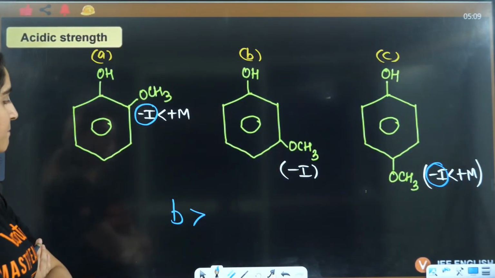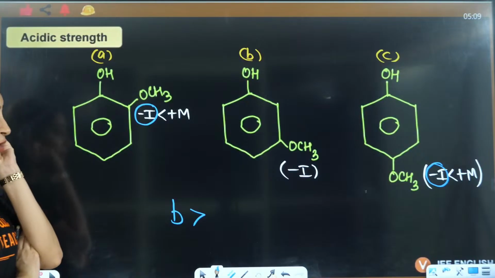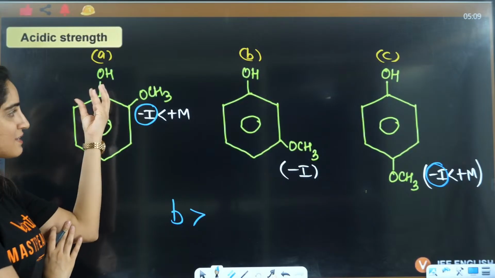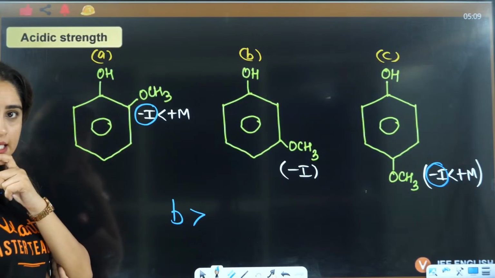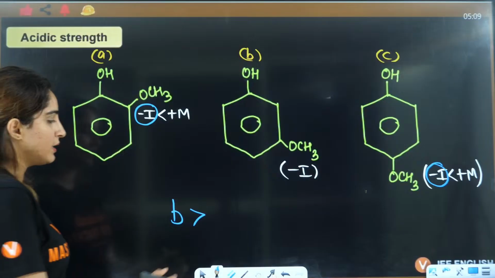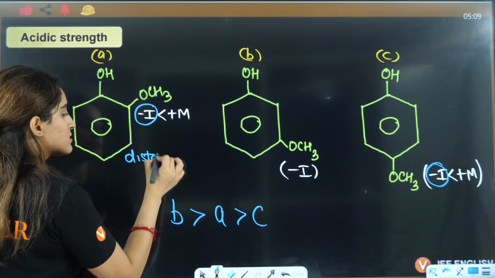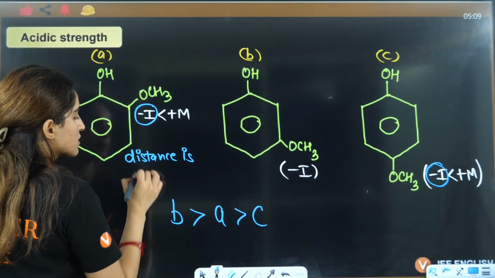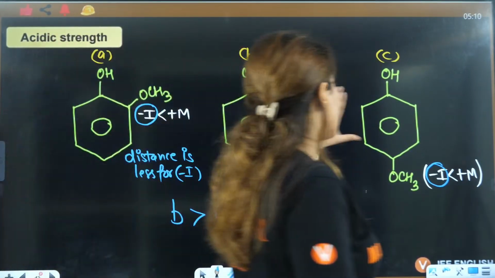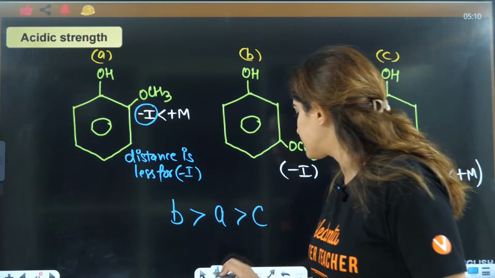Tell me, where will you have more minus I? Yes, students, where will you have more minus I? At ortho position, because the distance is less, so the minus I effect will be more here, right? So can I say this will be B, A and then C, because the distance is less for the minus I effect to operate. Here the distance is more, so the minus I effect will be less here. So BAC is the correct answer here.